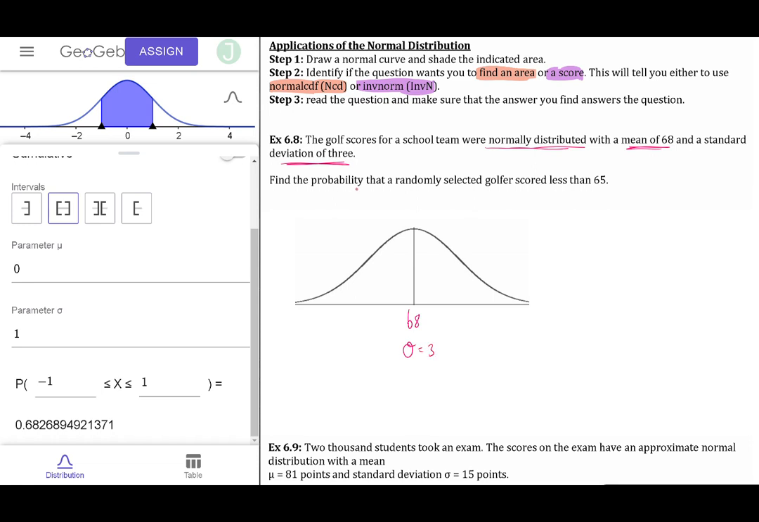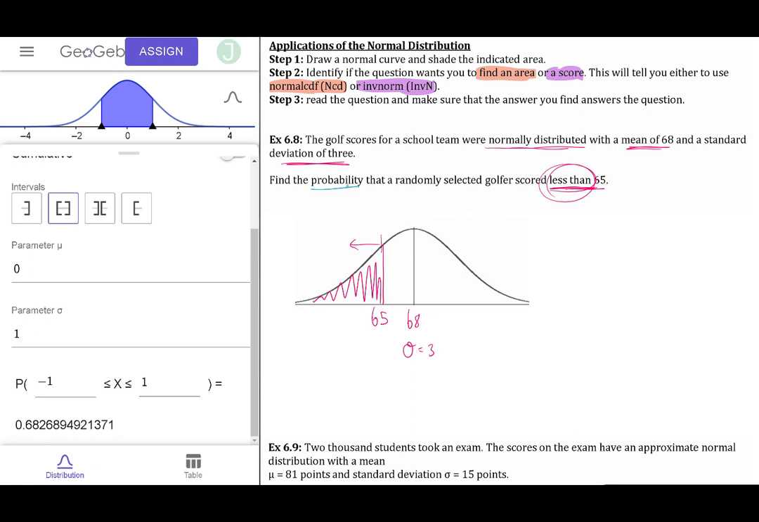And the last thing it asks us to do is find the probability that a randomly selected golfer scored less than 65. So my first step is to draw the picture and shade the indicated area. I know 65 is less than 68, so I'm going to draw 65 to the left of 68, and it asks us to find the area that it's less than, or the probability that it's less than, so I'm going to shade to the left.